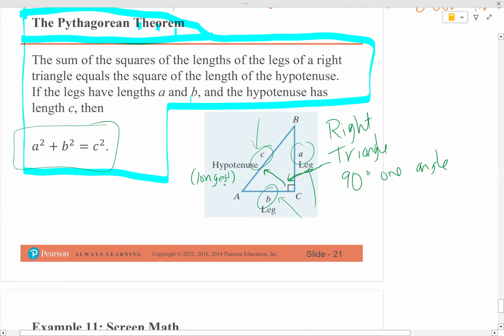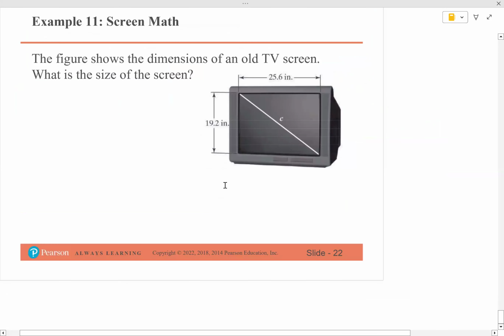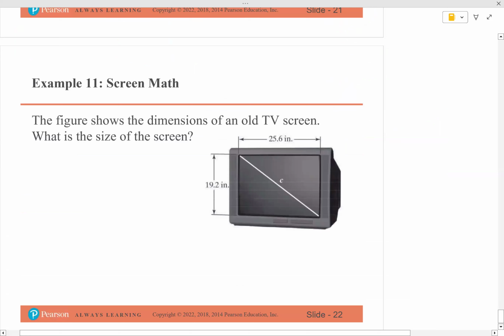So that way, if you know two of the lengths and you don't know the third one, you can always find it using that formula, which is exactly what we're going to do now. Isn't that exciting? This is kind of cool, right? This figure shows the dimensions of an old TV screen. What is the size of the screen?